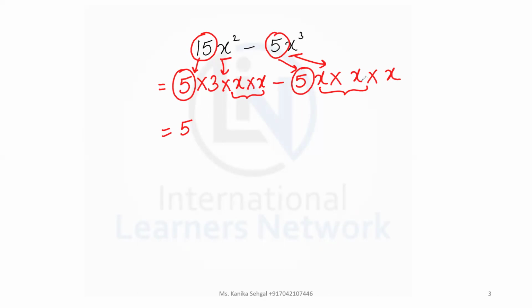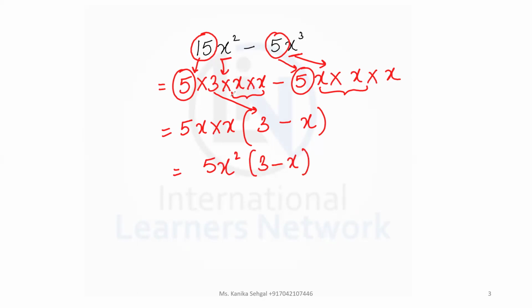This x into x, which is common to both the terms, that we'll keep it outside. So we are then left with 3 here and only 1 of the x here. So we have then 5x square into 3 minus x. So all these things you don't need to write. This I had written only just to explain to you.